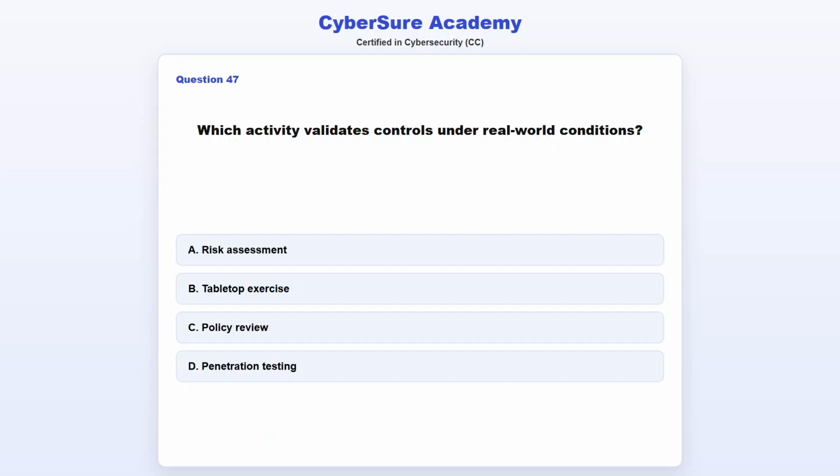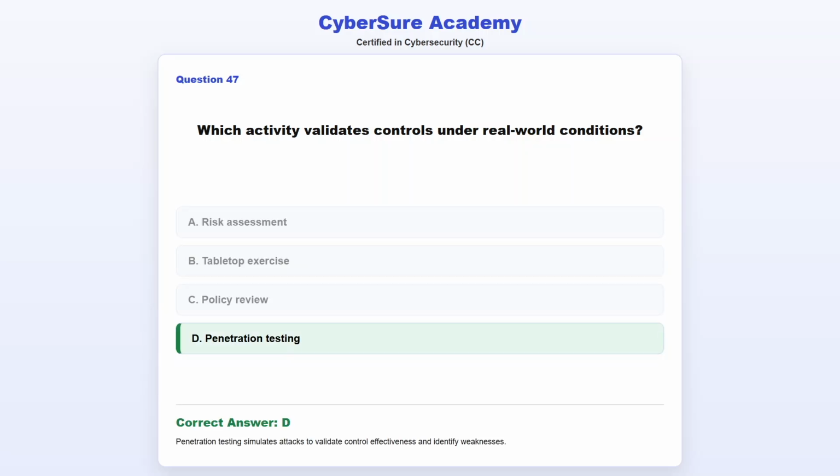47. Which activity validates controls under real world conditions? A, risk assessment. B, tabletop exercise. C, policy review. D, penetration testing. Correct answer is D, penetration testing. Penetration testing simulates attacks to validate control effectiveness and identify weaknesses.